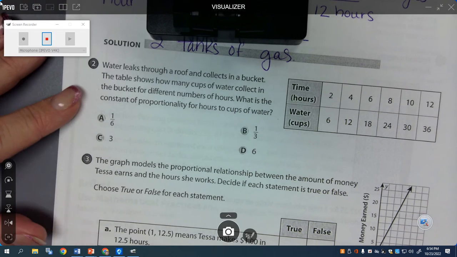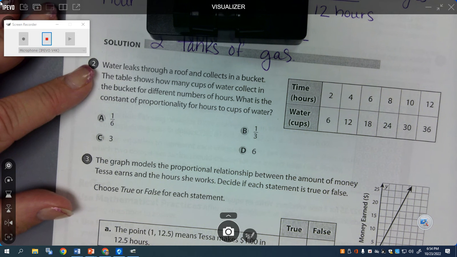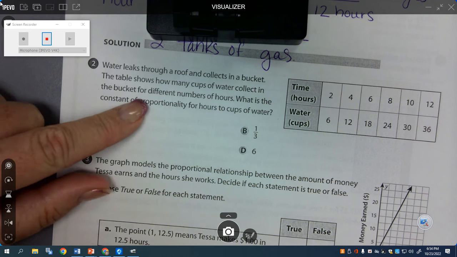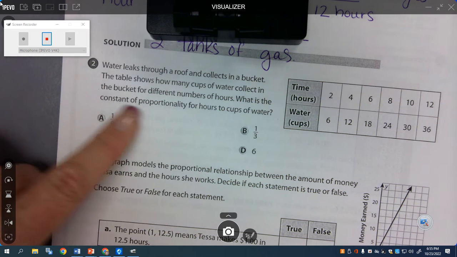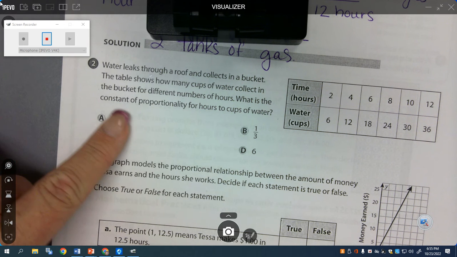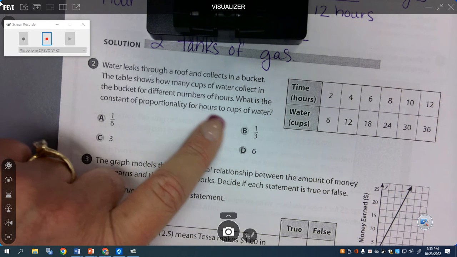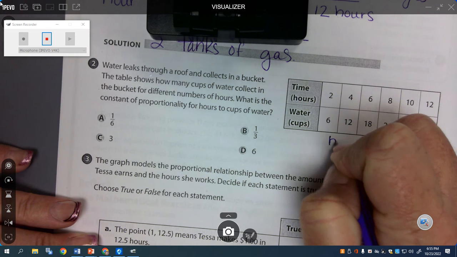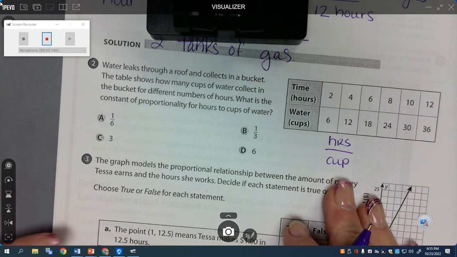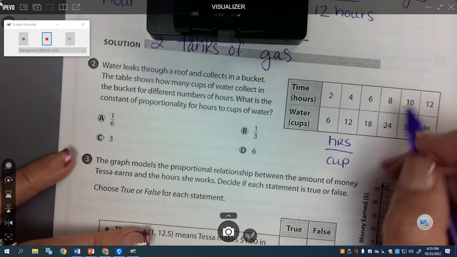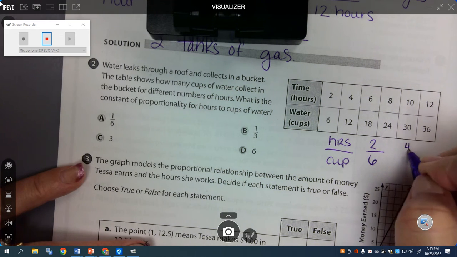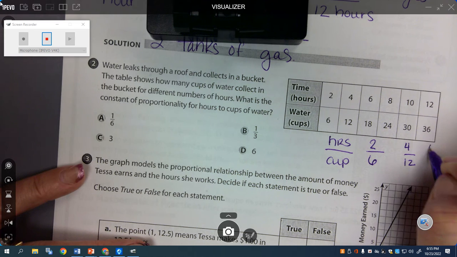Number 2 says this: water leaks through a roof and collects in a bucket. The table shows how many cups of water collect in the bucket for different numbers of hours. What is the constant, also known as unit rate, scale factor, or constant of proportionality, for hours to cups? So we need hours to cups. There's my ratio. We set this up: my hours are 2, my cups are 6. Or I could use 4 over 12, or 6 over 18.